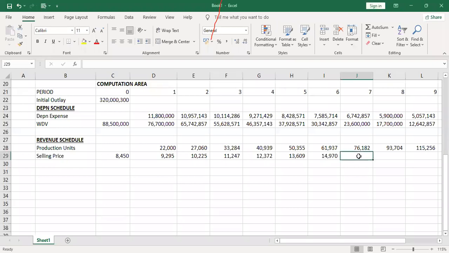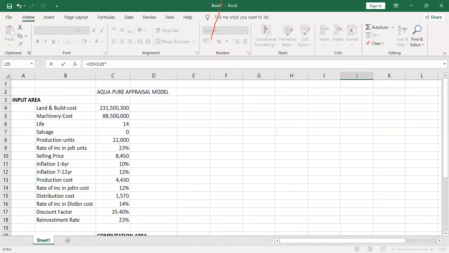So let us calculate the selling price in year 7. Selling price in year 7 equals selling price in year 6 plus, open brackets, selling price in year 6 times the rate of inflation in which half? First half or second half? Second half, not first half.